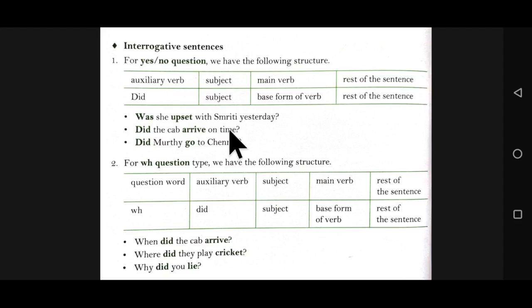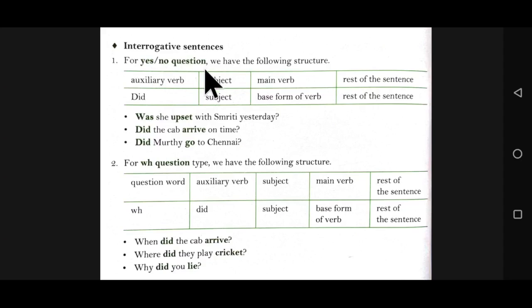So I am trying to just clear you again, students, listen carefully. There are two types of questions, okay? Yes or no questions and WH questions. So when the answer to any question is yes or no, then such types of questions are known as yes or no questions, okay? So here we saw the structure of yes or no questions in simple past tense.